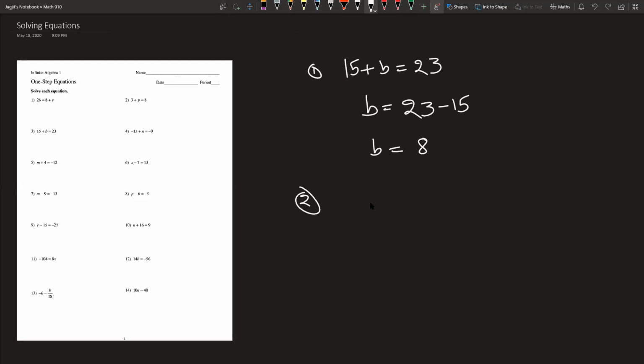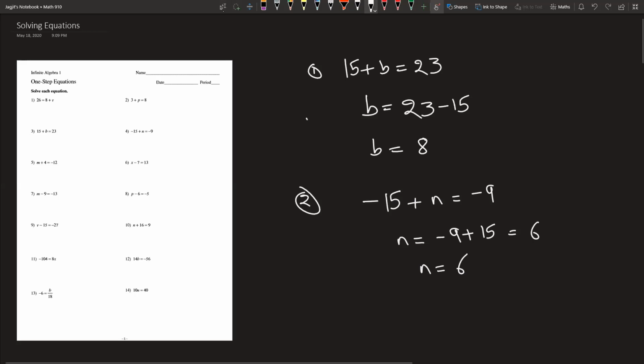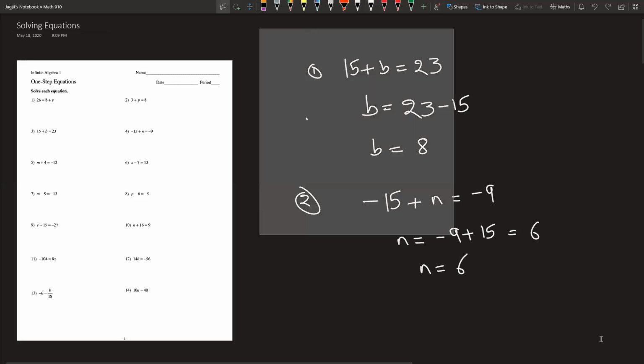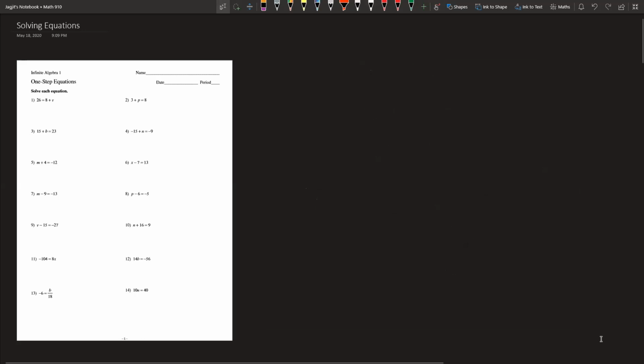Okay. If I give you minus 15 plus n is equal to minus 9, and you were trying to solve for n, what would happen? This minus 15, when it moves to the other side, what's it going to become? Positive. It's going to become plus 15. And what's minus 9 plus 15, folks? Minus 9 plus 15 is equal to 6. You guys know how to add or subtract integers, right? Are you guys good with that? Okay, good.